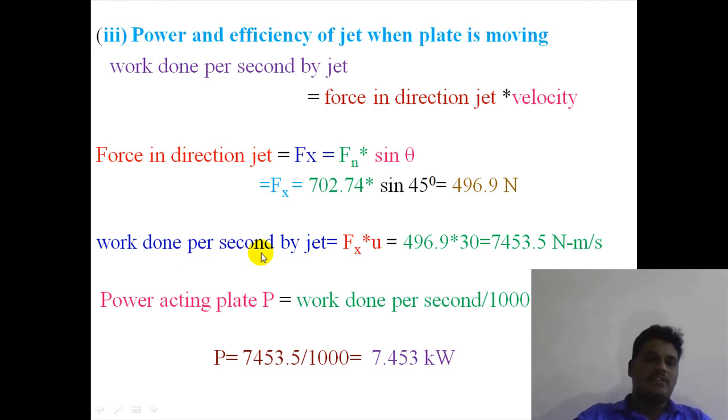Work done per second by the jet: force multiplied with velocity is nothing but work done per second. It is 496.9 multiplied with 30, that is equal to 7453.5 newton meter per second. The unit of work done per second is newton meter per second, otherwise called watt. Power P in terms of kilowatts is 7453.5 divided by 1000. We get 7.4 kilowatts.